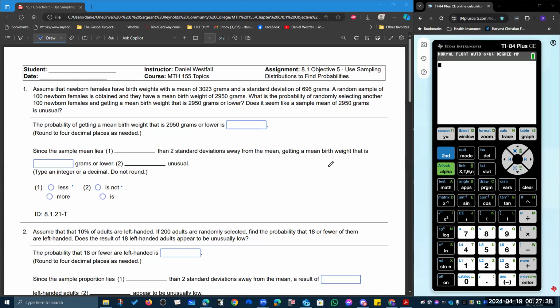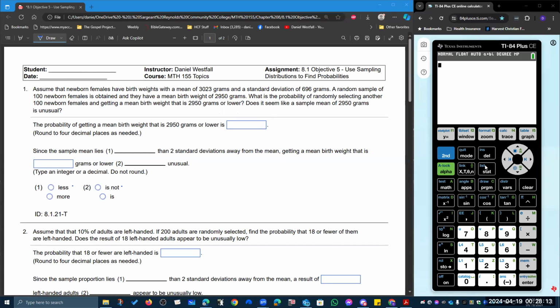Assume that newborn females have birth weights with a mean of 3,023 grams and a standard deviation of 696 grams. A random sample of 100 newborn females is obtained, and they have a mean birth weight of 2,950 grams. What is the probability of randomly selecting another 100 newborn females and getting a mean birth weight that is 2,950 grams or lower? And does it seem like a sample mean of 2,950 grams is unusual?